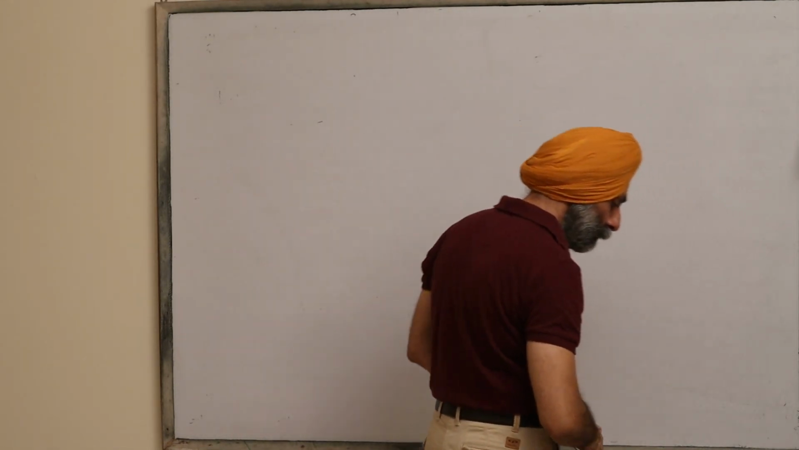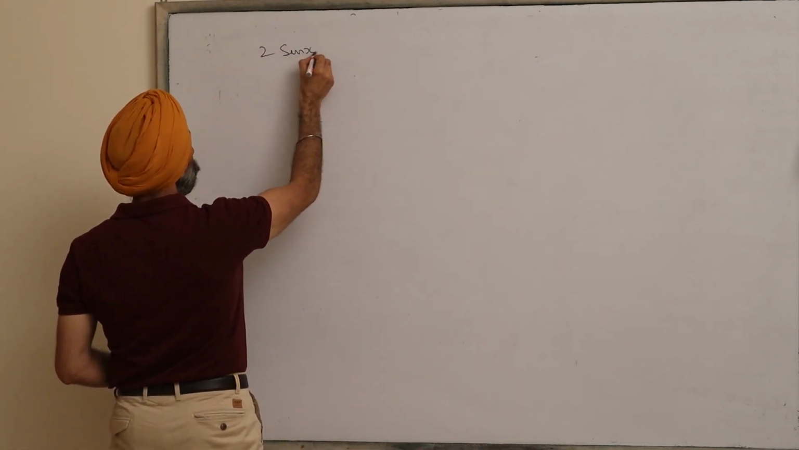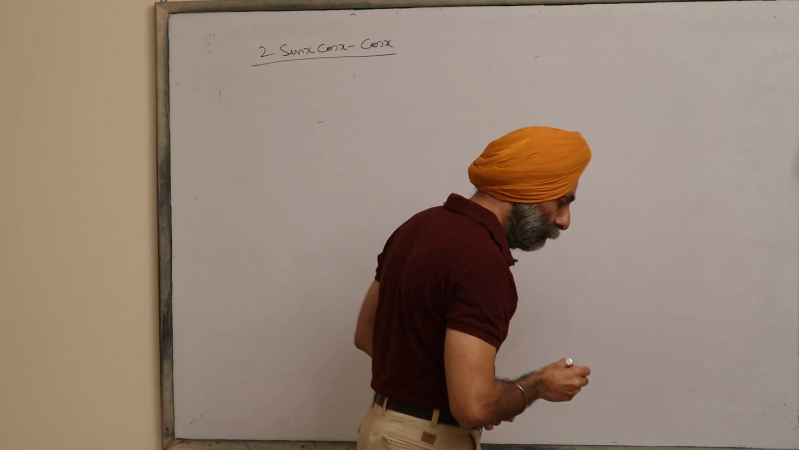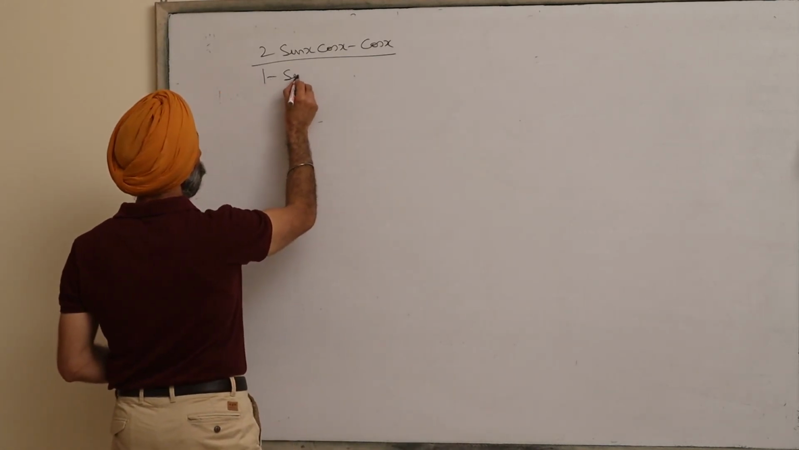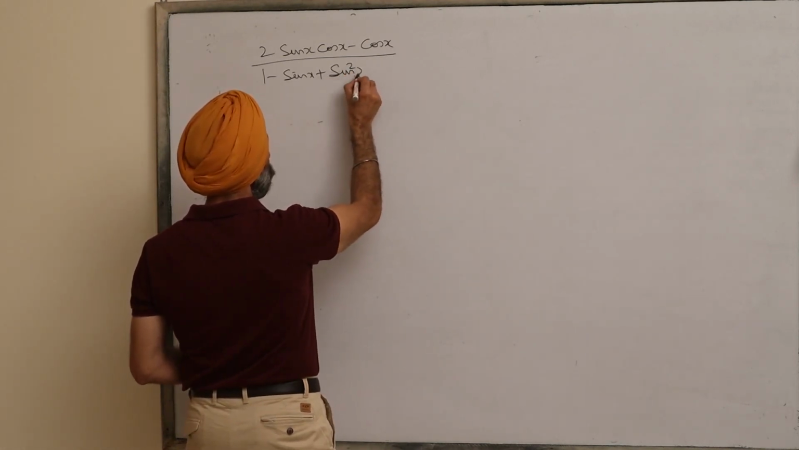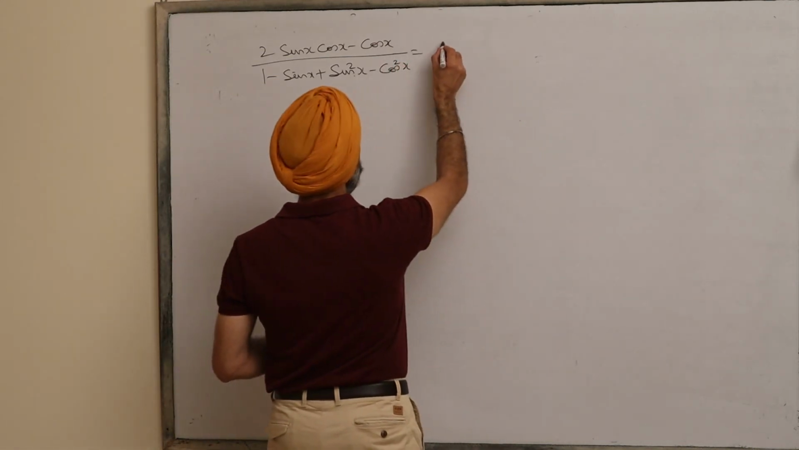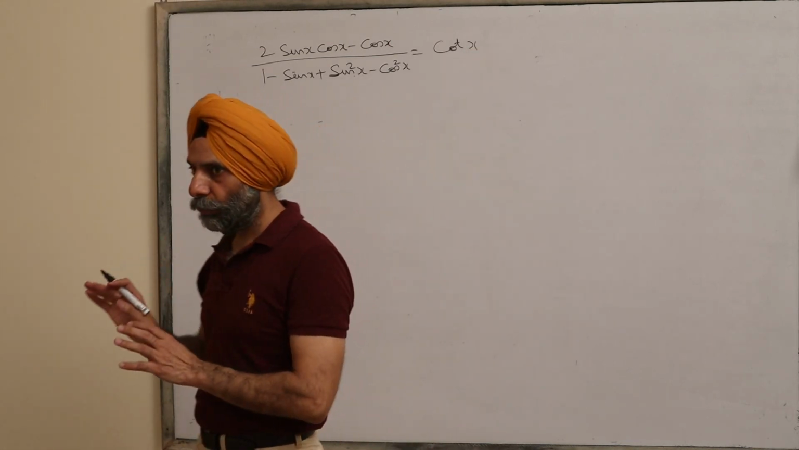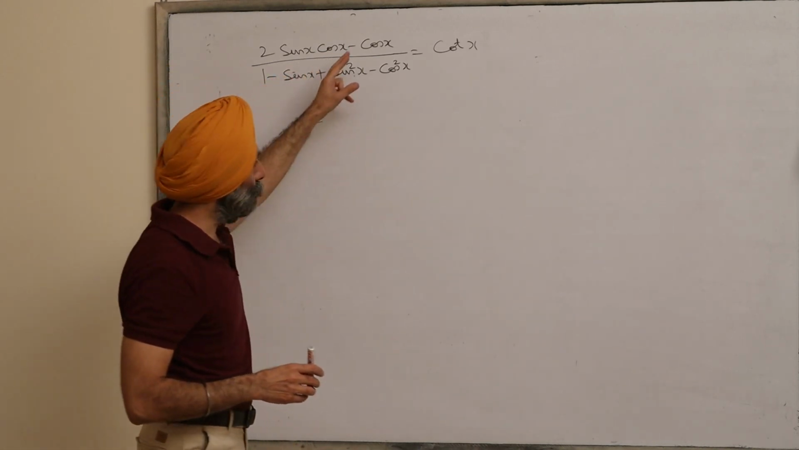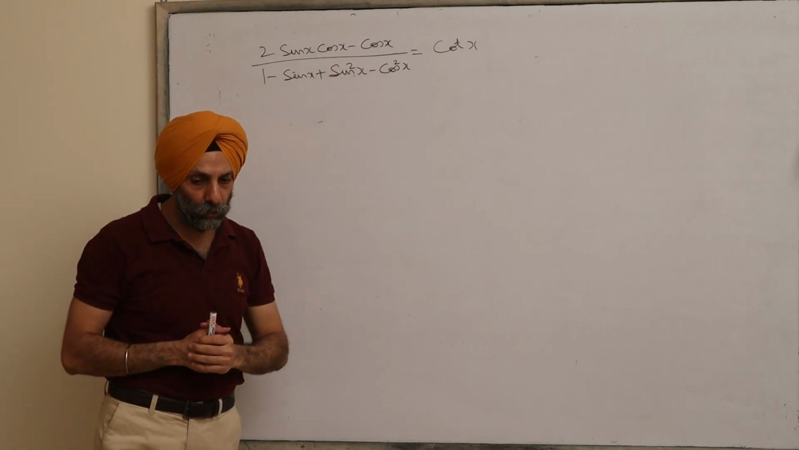Now the next question which we are going to prove here is that 2 sin x cos x minus cos x upon 1 minus sin x plus sin square x minus cos square x is equal to cot x. So this is the result which we are going to prove here. This is the question, that is your 2 sin x cos x minus cos x over 1 minus sin x plus sin square x minus cos square x is equal to cot x.